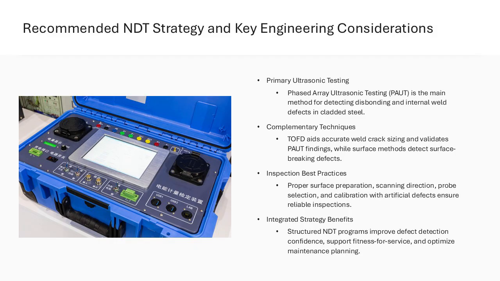An effective NDT strategy for stainless steel cladded carbon steel must be based on a clear understanding of damage mechanisms, material behavior, and inspection objectives. PUT should be selected as the primary inspection method for detecting disbonding, internal weld defects, and corrosion mapping due to its superior imaging capability and adaptability to anisotropic materials. For critical applications requiring enhanced resolution, PUT with total focusing method provides additional confidence in defect detection and sizing.